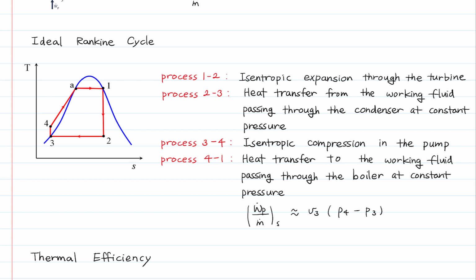The area under the process curve on a TS diagram represents the heat transfer. The enclosed area 1, 2, 3, 4, 8, 1 is the net heat input or net work output per unit of mass flowing.